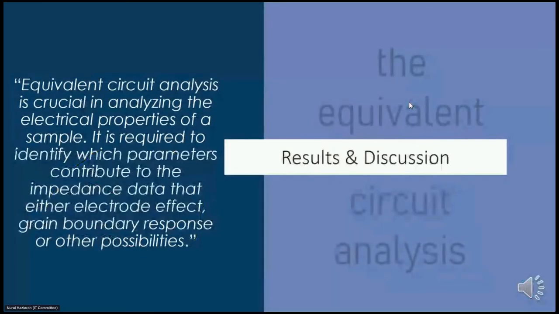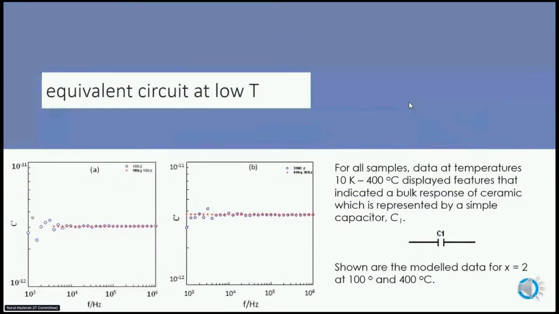So for the equivalent circuit analysis, it is crucial to analyze the electrical properties of the sample to identify which parameters contribute to the impedance data, either electrode effect, grain boundary, or other possibilities. Okay, for samples at temperatures 10 Kelvin to 400 Celsius, the equivalent circuit of the experimental data can be fitted or modeled using the simple capacitor circuit as shown here. So all the low temperature data are fitted or modeled using this circuit.